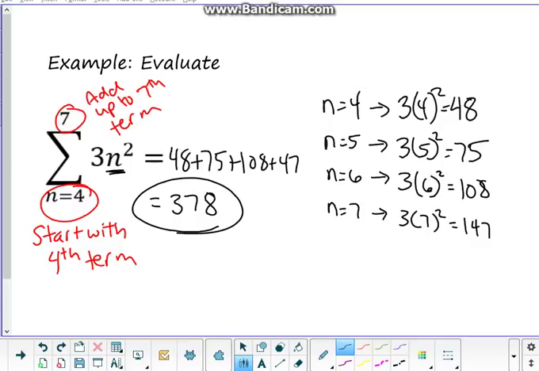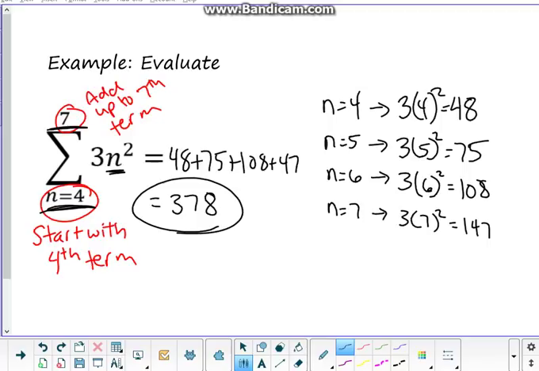So this whole sum here is 378, and it's not too bad, right? It's the same thing that we've been doing, finding specific terms, but now we're just going to add them all up. And all we have to do is just practice with figuring out what the summation notation means. Look at this one. That's the n that we're going to start plugging in. Plug in this one as my last n. Find the terms, add them all up. Not too hard.